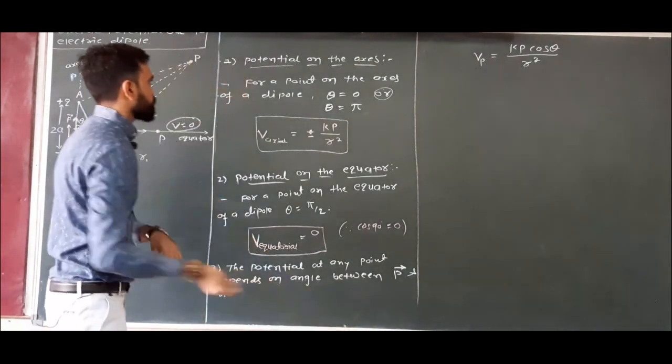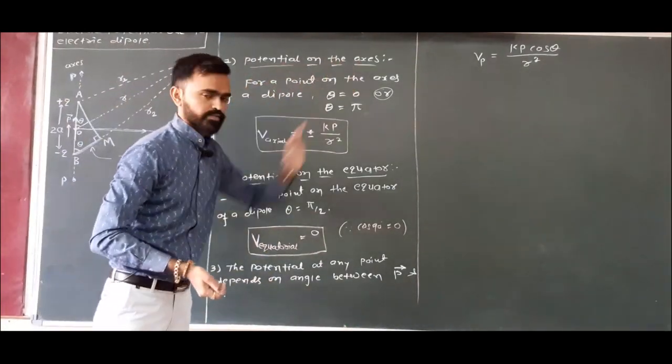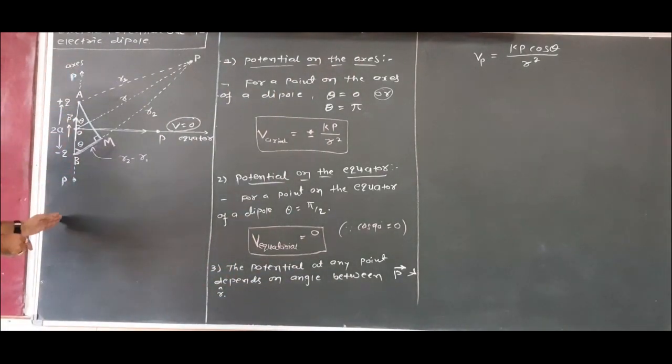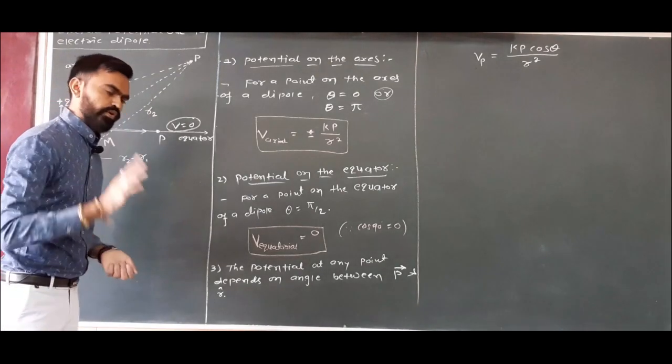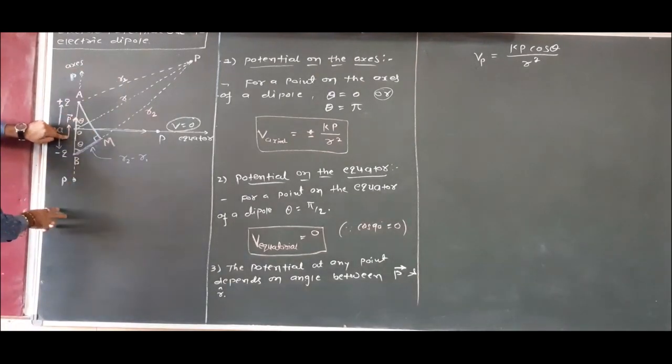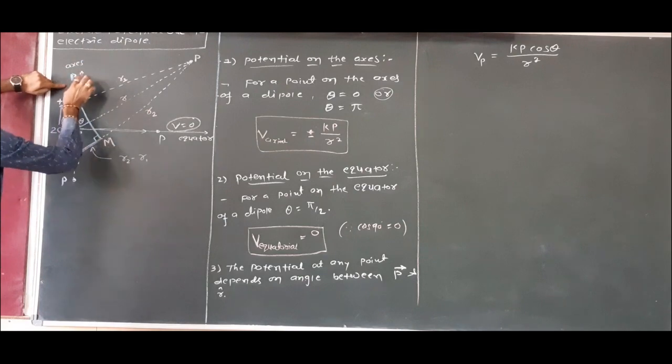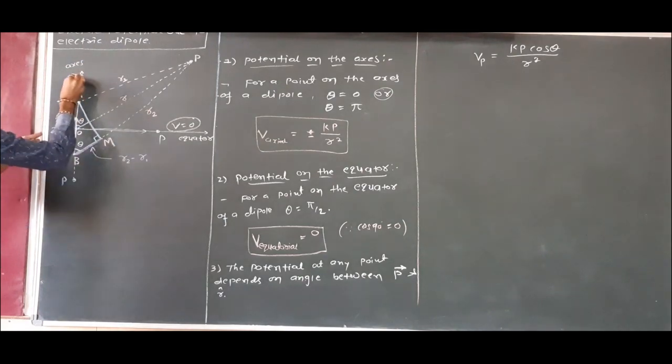Okay, let's go. First, potential on the axis. Right? What is the axis first? A line joining the two charges or the line passing through the two charges is called the axis. Right? Choose any point on the axis, any point on the axis on either side of the midpoint. First, we choose a point on the axis here. For example, if this is our point P, P here.